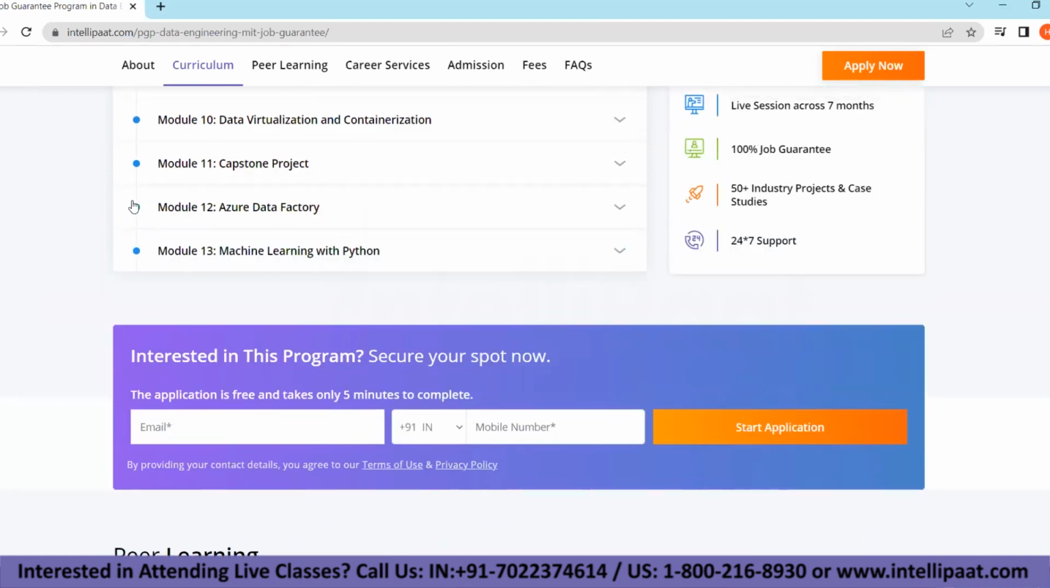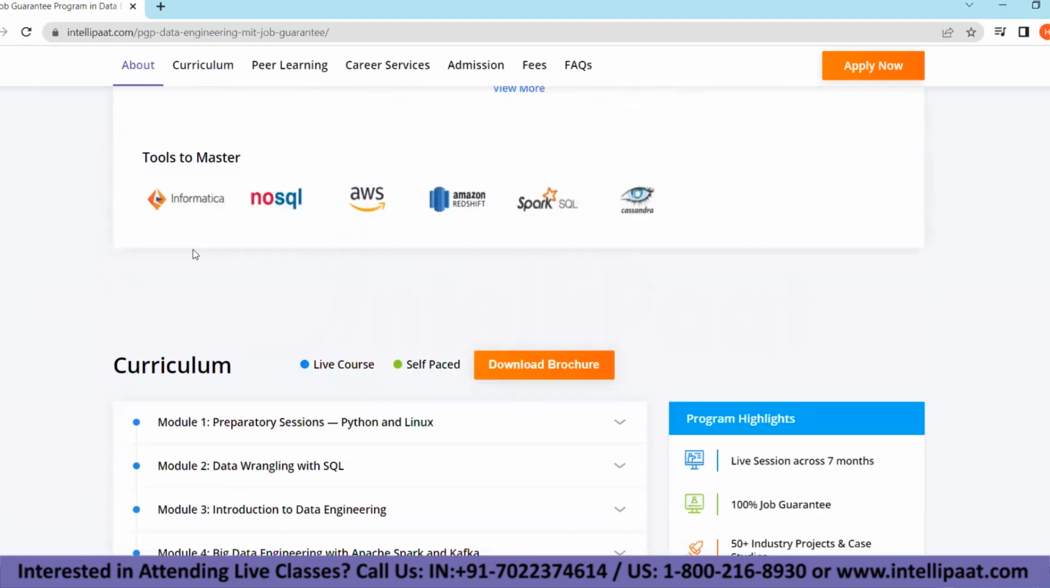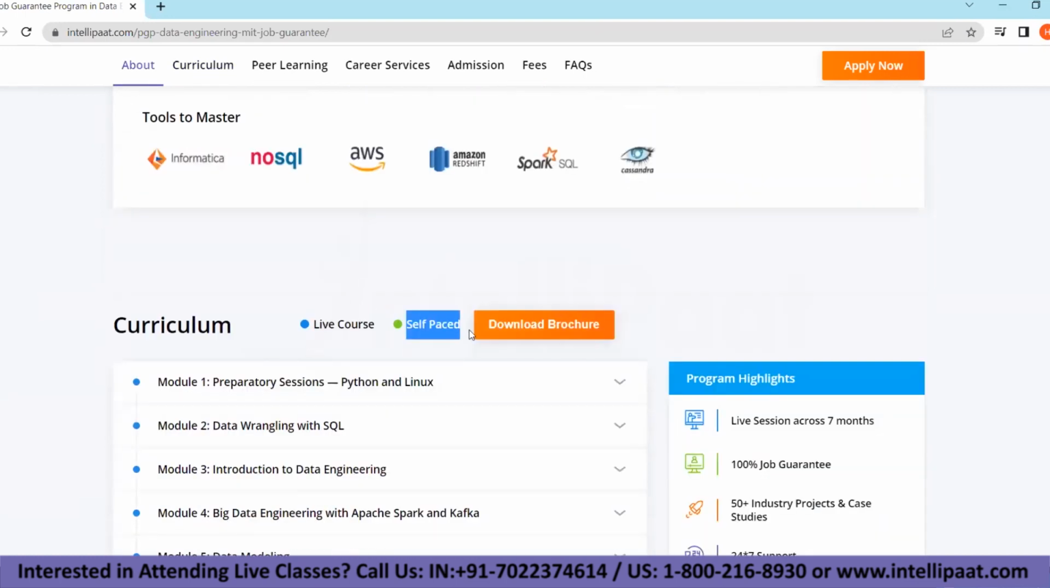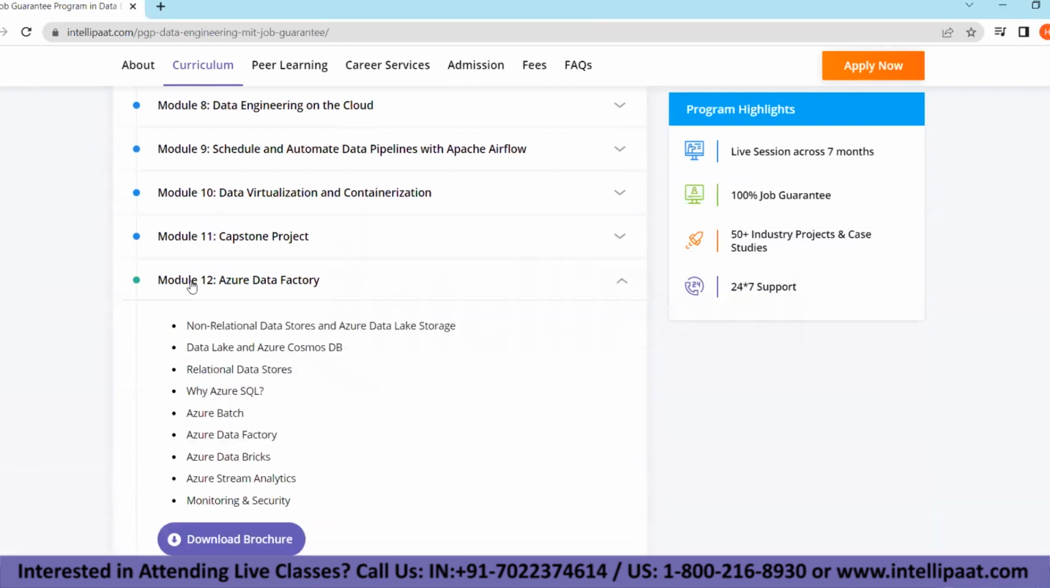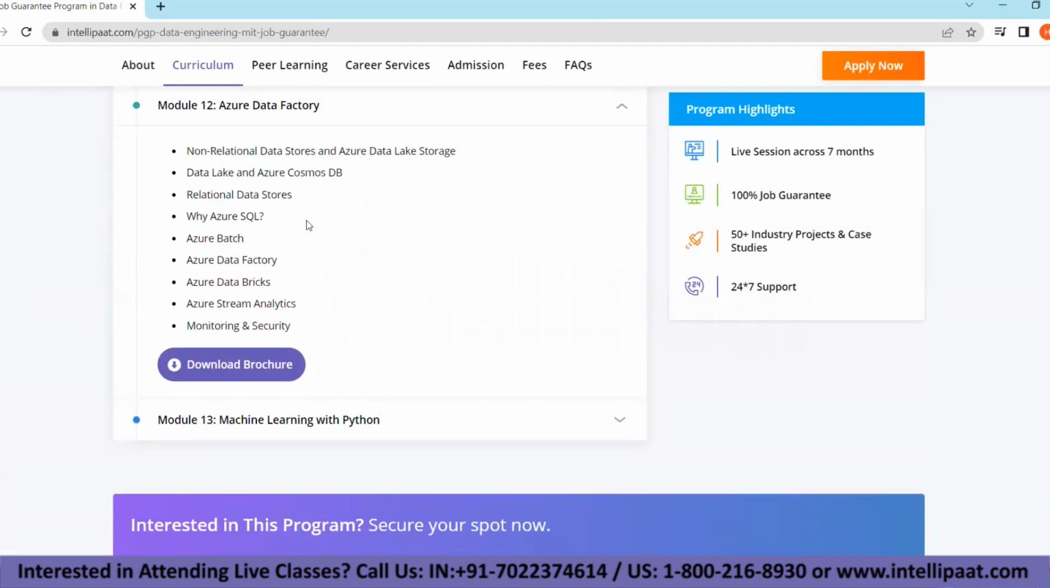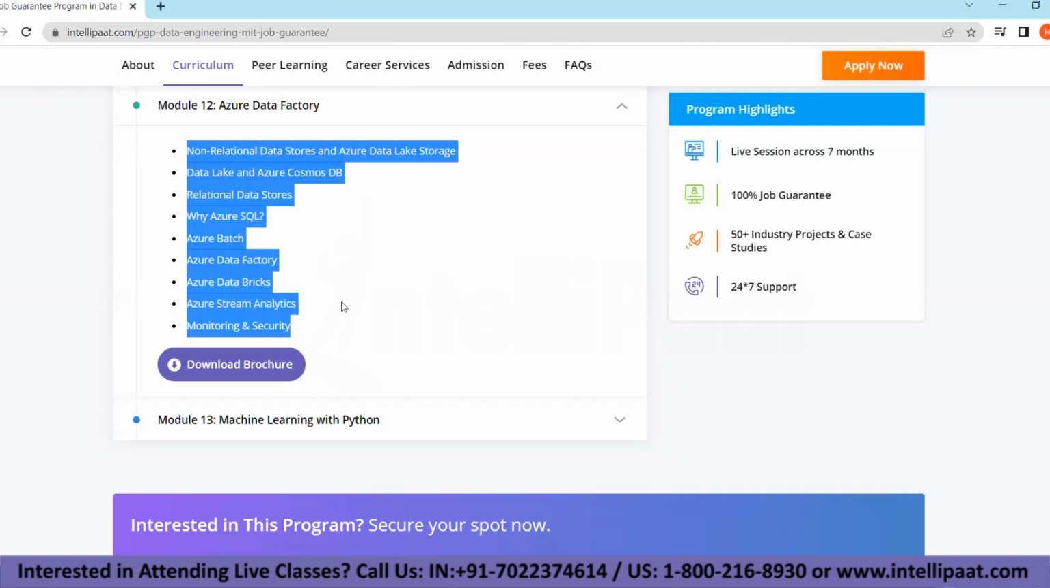Now you see this module number 12 is in a green color dot. Green is nothing but self-paced. You see here blue is live classes and green is self-paced. Only this Azure Data Factory is what we are conducting in self-paced, which is also an extra exposure we are providing to our data engineer aspirants.